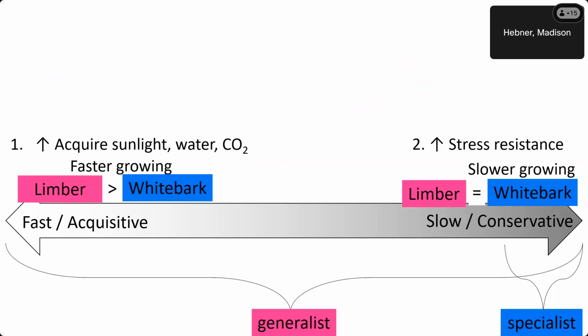This is the overarching summary slide: whitebark and limber are good at occupying these upper elevations. They're also very stress resistant. They're slow growing, and they had similar traits that showed this. Additionally, limber pine appears to be a little faster growing than whitebark pine because it has a greater ability to acquire sunlight, water, and CO2, which may be contributing to our observation of limber pine as a generalist and possibly its ability to inhabit both lower and upper elevations.